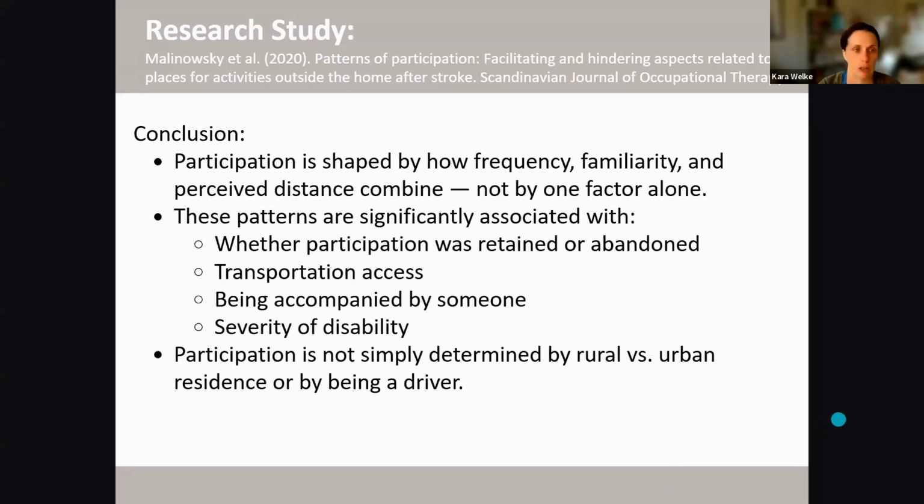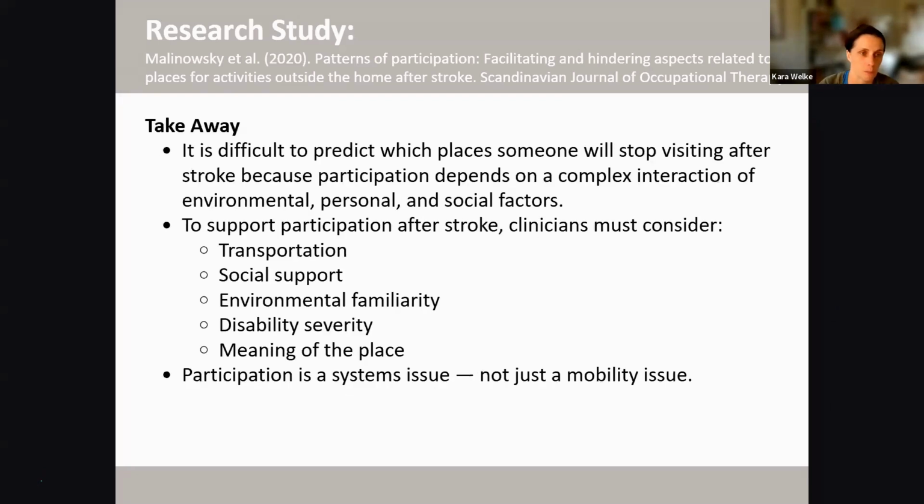What they found is that participation is shaped by how frequency, familiarity, and perceived distance combine, not by one factor alone. These patterns are significantly associated with whether participation was retained or abandoned, transportation access, being accompanied by someone, and severity of disability. And participation is not simply determined by rural versus urban residents or by being a driver.